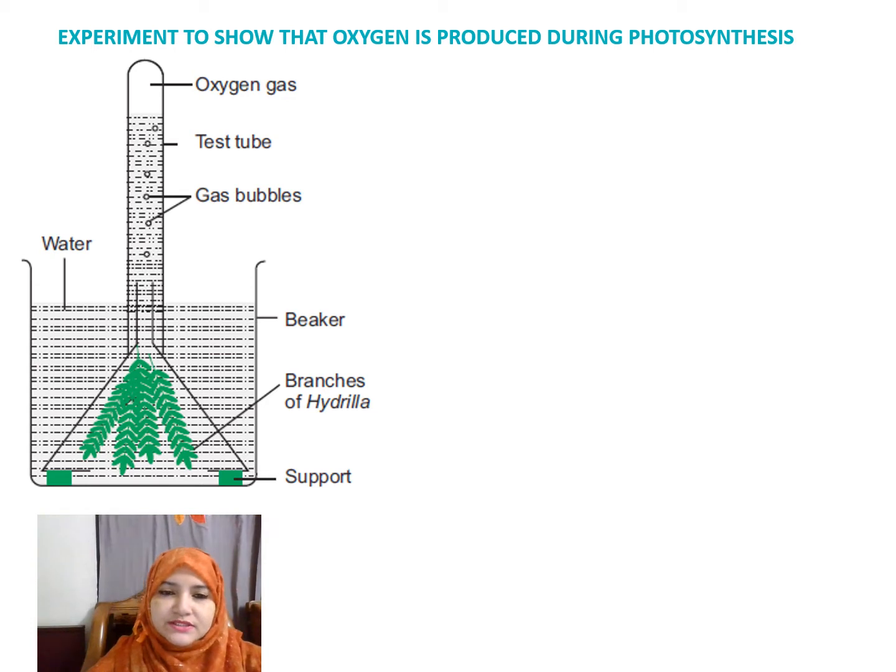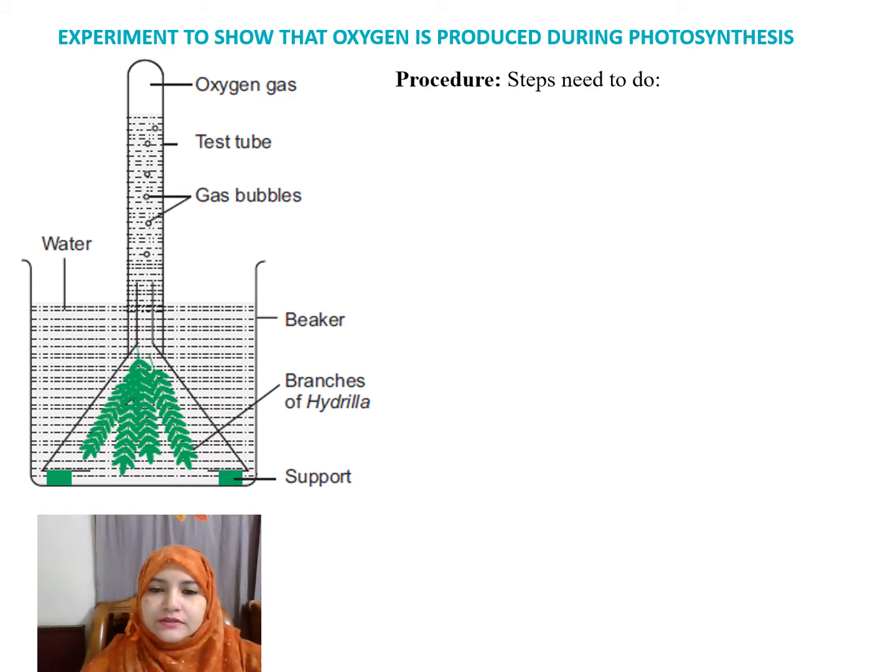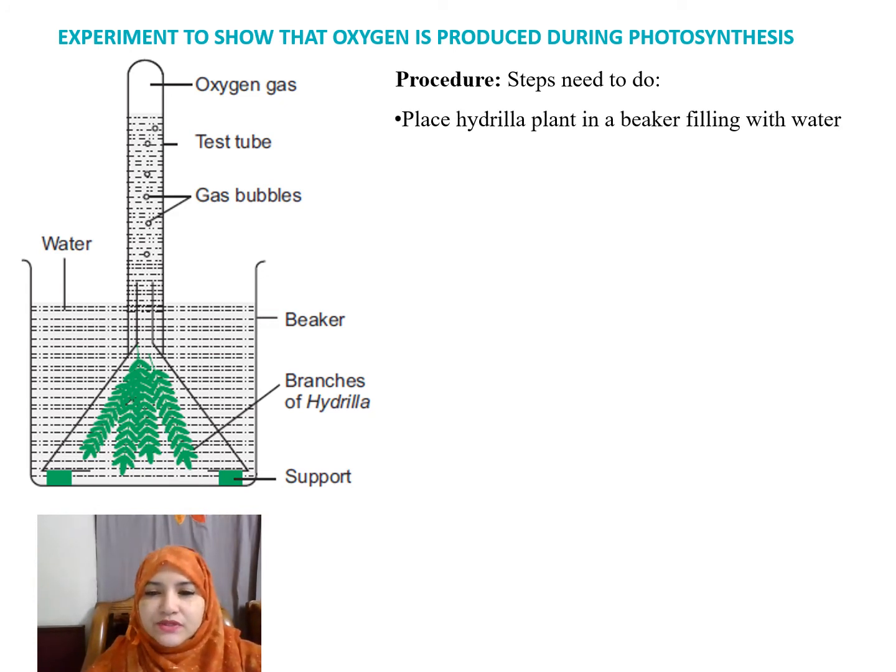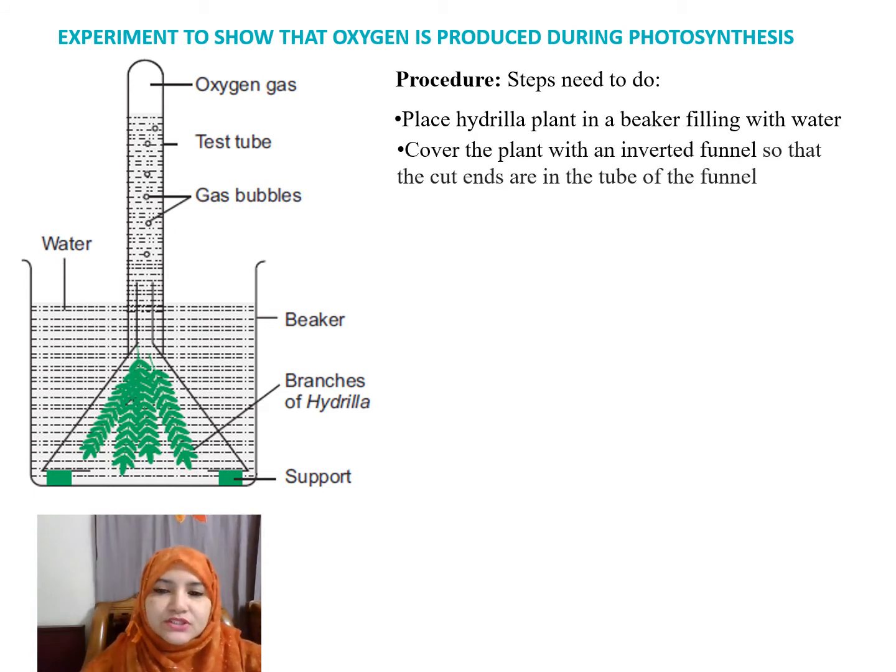This is the arrangement, the setup of this experiment, and the procedure. At first, we have to place a hydrilla plant. Hydrilla is an aquatic plant. Place the hydrilla plant in a beaker filled with water, and then cover the plant with an inverted funnel so that the cut end of the hydrilla plant is in the tube of the funnel.